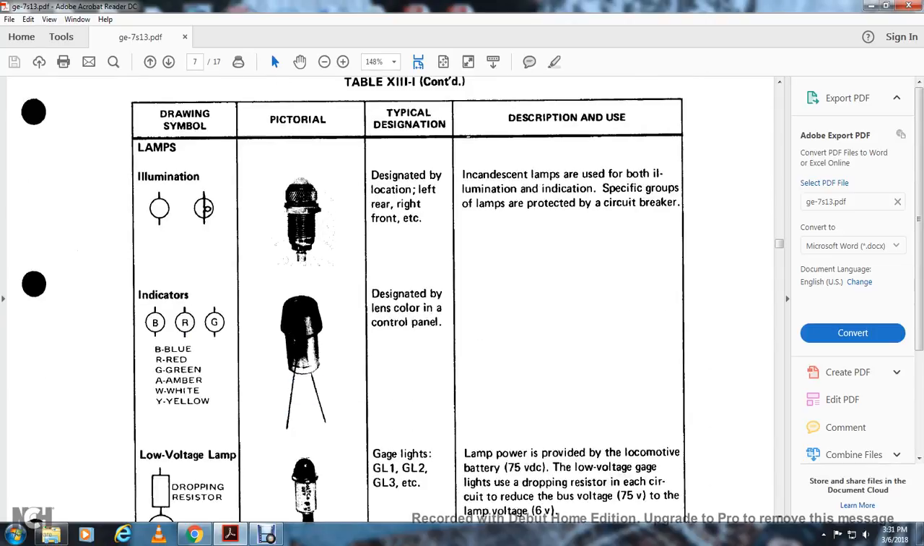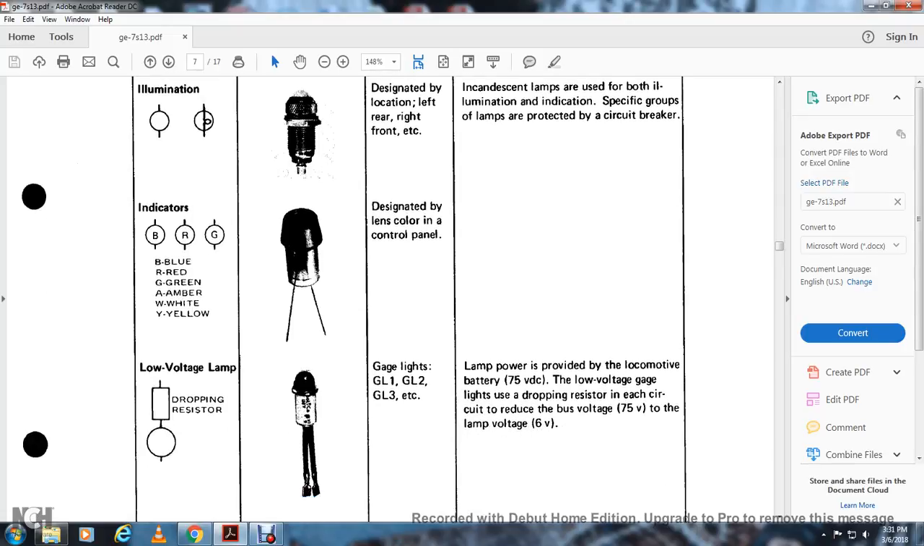Alright, your lamp indicator is a circle within a circle and shows illumination: blue, red, green, BRG, A for amber, W for white, Y for yellow. Designated by the lens color on the control panel.